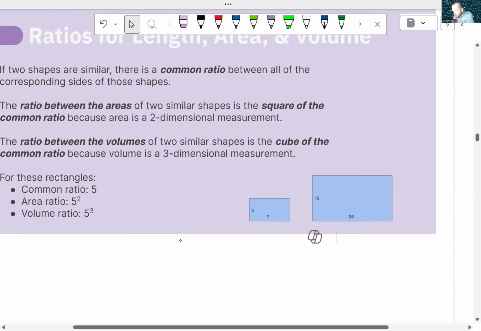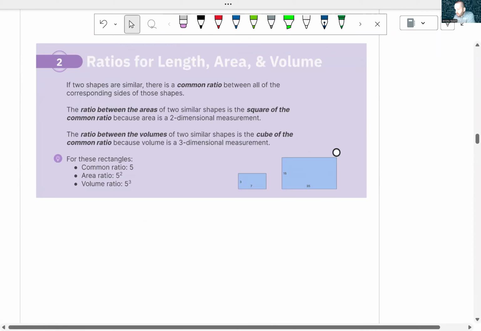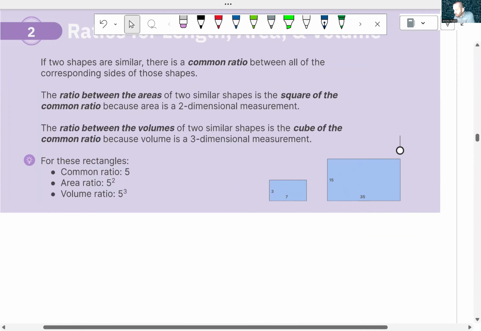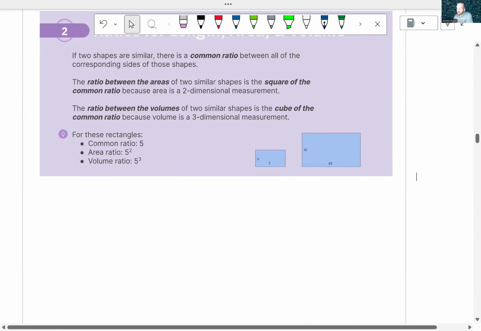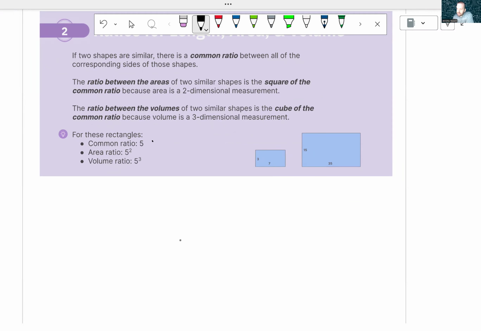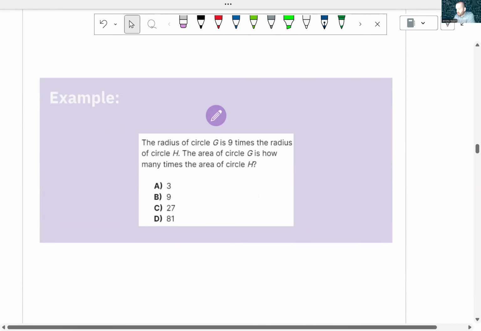Now for the area, we're going to say that it's 5 squared. Whatever the side length ratio is, we're going to square it. If we're talking about volume, we've got to cube it. That's really important. A lot of students just use the common ratio 5 with area problems, and they'll end up getting those incorrect. So let's look at an example.